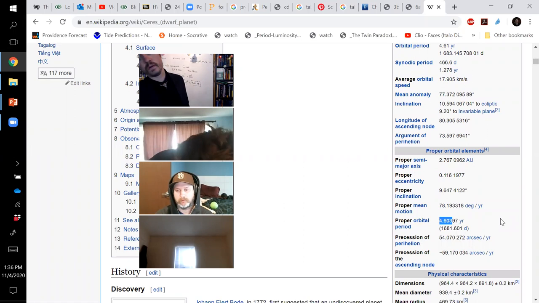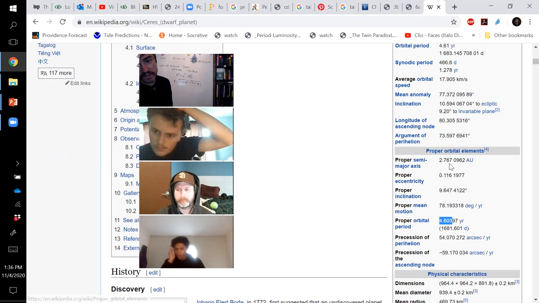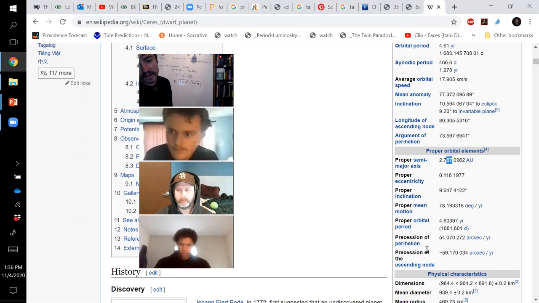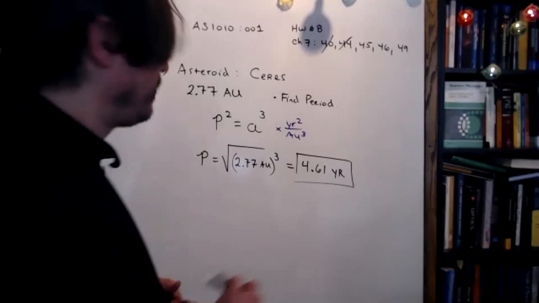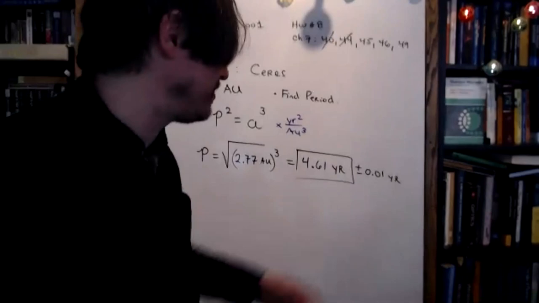Well, they got 4.60. Notice there's some uncertainty in the last sig fig because of rounding here. They give us 2.77, so a small rounding error there at the thousandths place led to a small error here. So 4.61. Here's how a scientist would write that: plus or minus 0.01 years, meaning there's some uncertainty in the last digit.